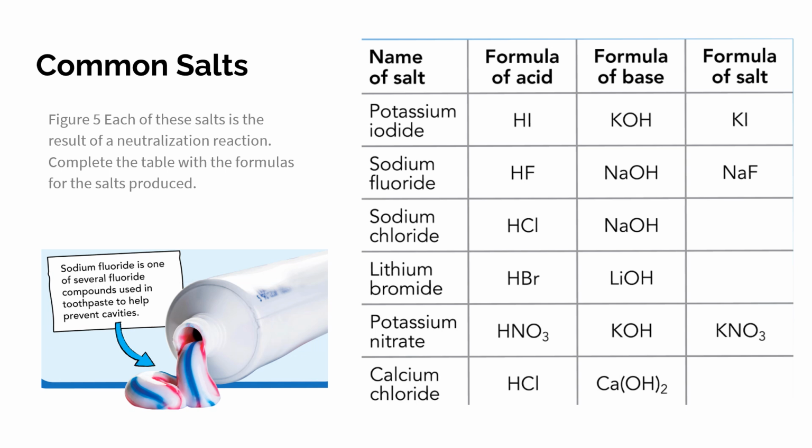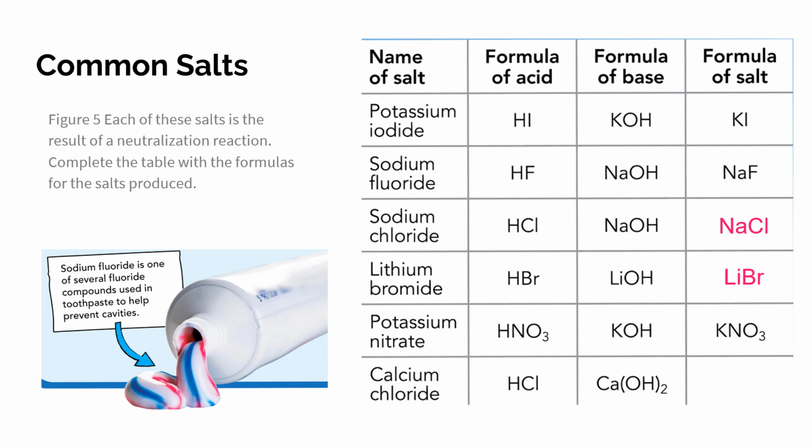Common salts, figure 5. Each of these salts is the result of a neutralization reaction. We need to complete the table with the formulas for the salts produced. So we have potassium iodide, sodium fluoride, sodium chloride, which we need to write. We get the sodium from sodium hydroxide, and we get the chloride from hydrochloric acid, making NaCl. Lithium bromide, we have lithium, we have bromine.